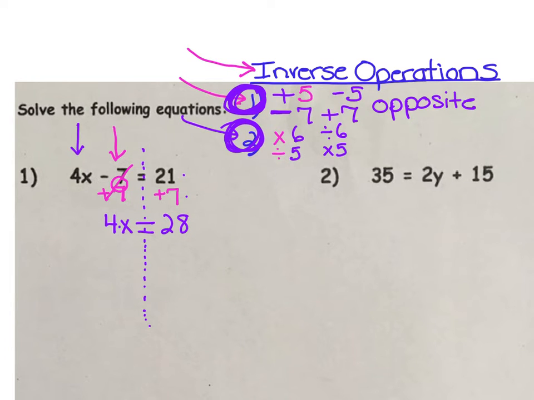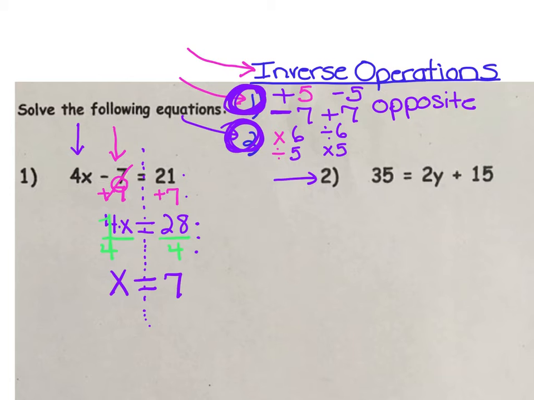Now we need to get rid of the coefficient of 4. We see the way it's written, we're multiplying by 4. So let's do the opposite and divide. Bar 4, bar 4. That means divided by 4. 4 divided by itself is 1, and we're left with the x by itself. 28 divided by 4 is 7.